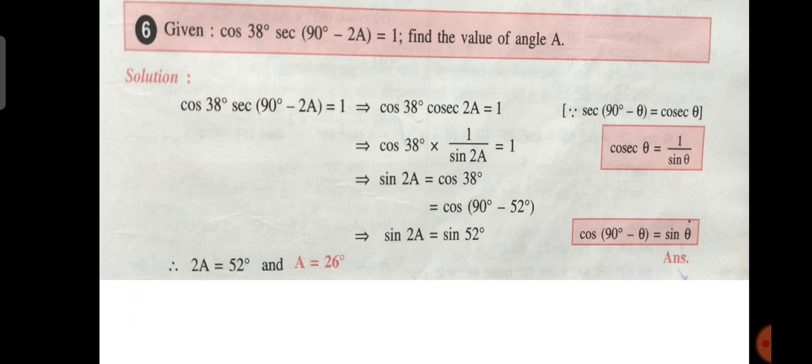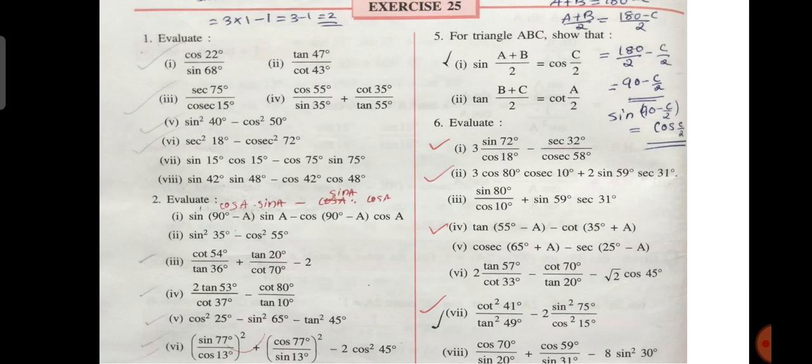Okay, it is easy. And the exercises, this is just this chapter. Okay, this is the chapter, and the complementary angles are to be studied and used to solve these questions.